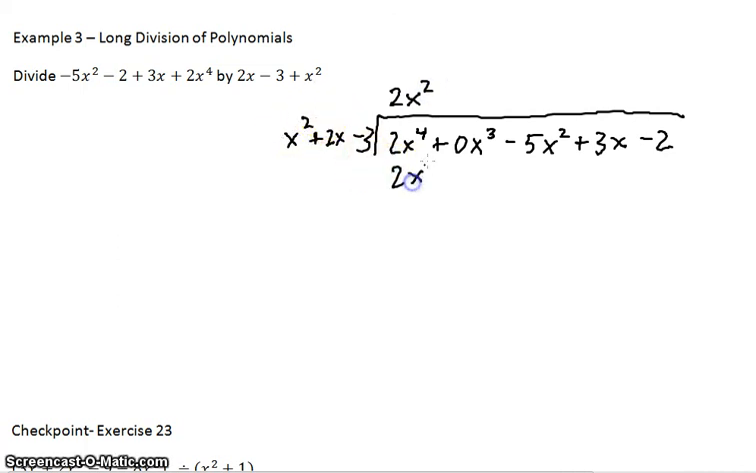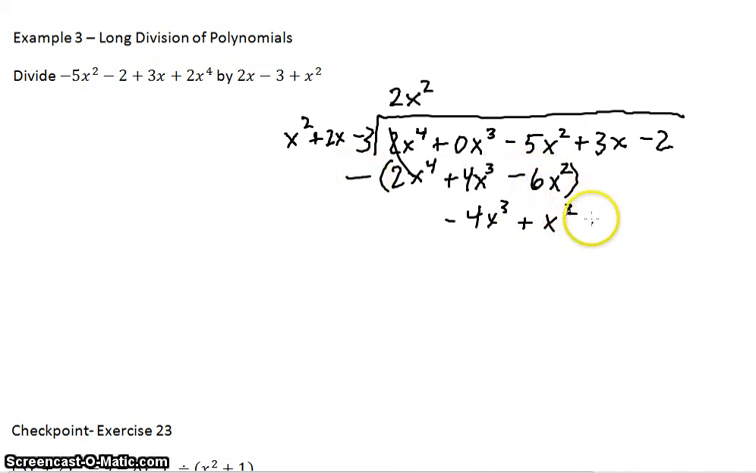I get 2x to the fourth. 2x squared times 2x is a positive 4x to the third. 2x squared times a negative 3 is a negative 6x squared. So I took this term and multiplied it by all of these. Now I'm going to subtract all of this. So this cancels out. 0x cubed minus 4x cubed is a negative 4x cubed plus x squared, because it's a minus a negative, it becomes a plus x squared.